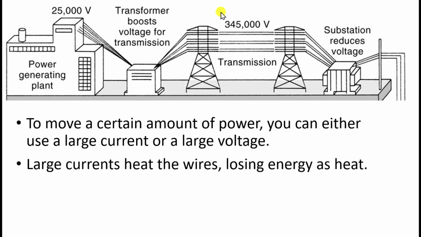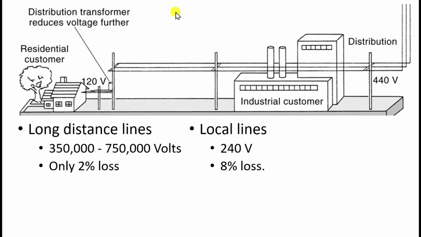But using 100,000 volts or 300,000 volts isn't reasonable in a house, or even usually for commercial customers, so it's going to have to get stepped down again. So you can have another transformer to reduce the voltage, to step it down. And then companies and factories might use it at something like 440 volts. But then it's going to get stepped down even more as it enters neighborhoods, down to 120 volts or 240 volts.